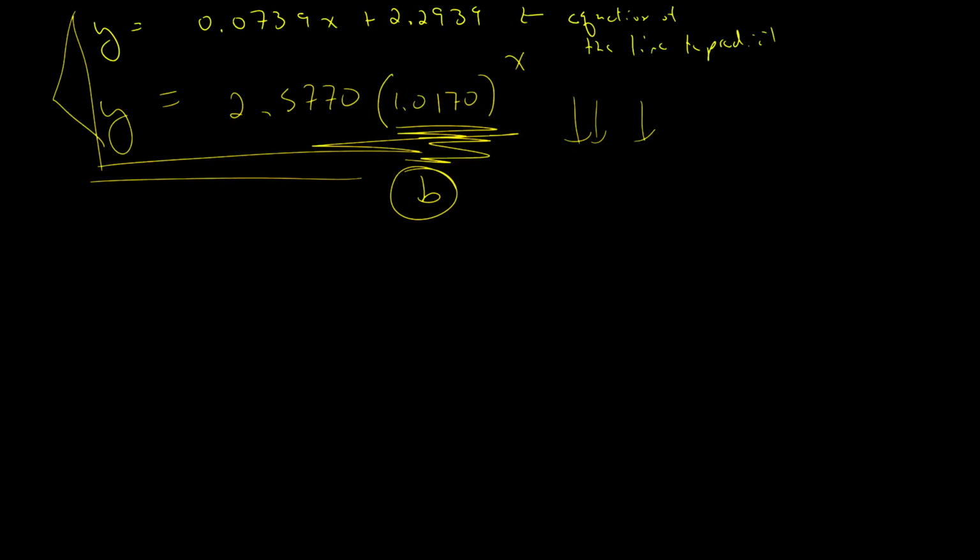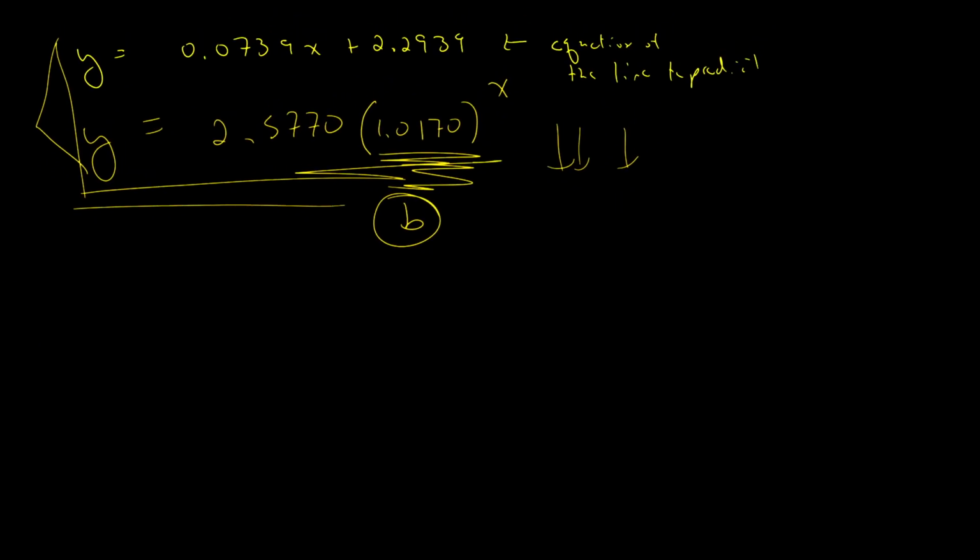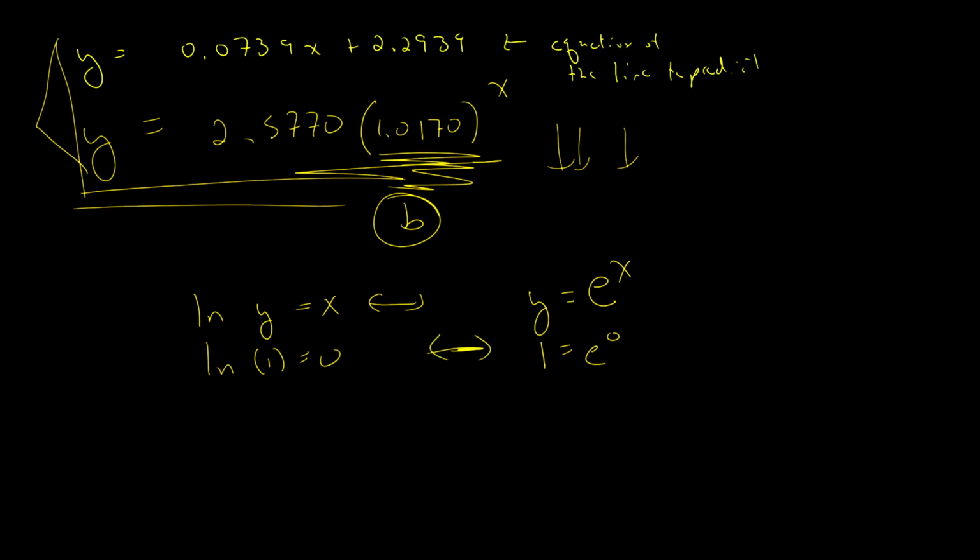What a logarithm does is ln of some number. I'm actually going to write it this way so we can see it. Ln of y is equal to x is the same as saying y is equal to e to the x. And so when I put in ln of 1, I got 0, and that's saying that 1 is equal to e to the 0. These two things are equivalent.